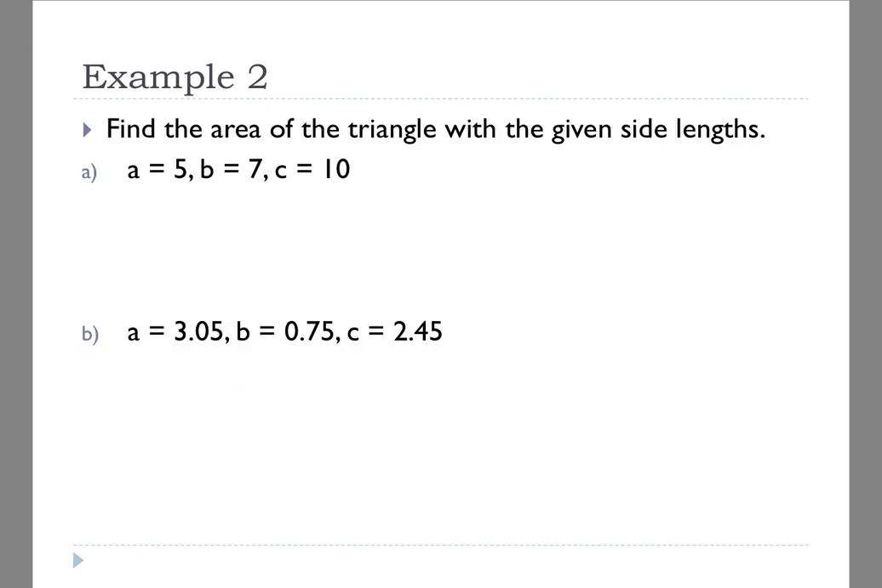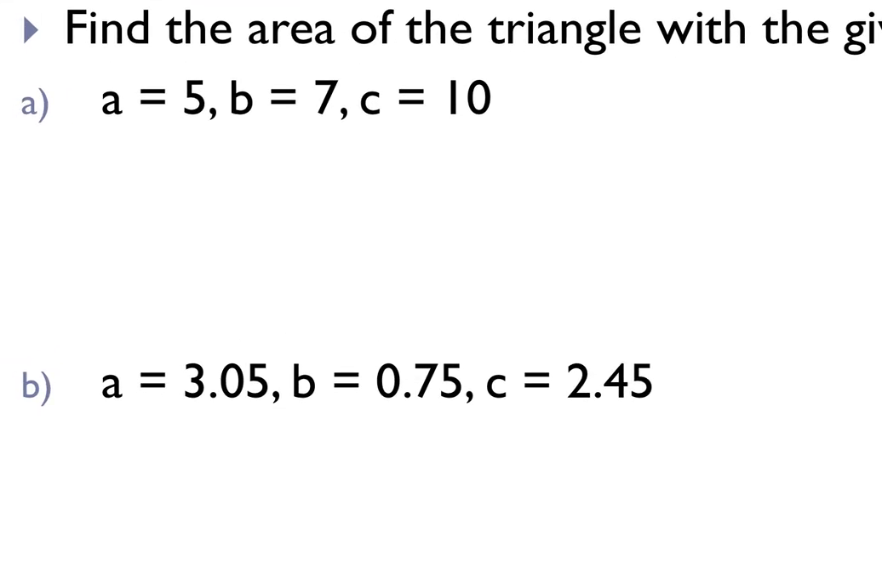All right, so example 5. I don't even know what number we're on now. Find the area of the triangle with the given side lengths. So I have all 3 sides. I'm going to find S first. 5 plus 7 plus 10 over 2. It is 22 over 2, which is 11. Nice round number this time.